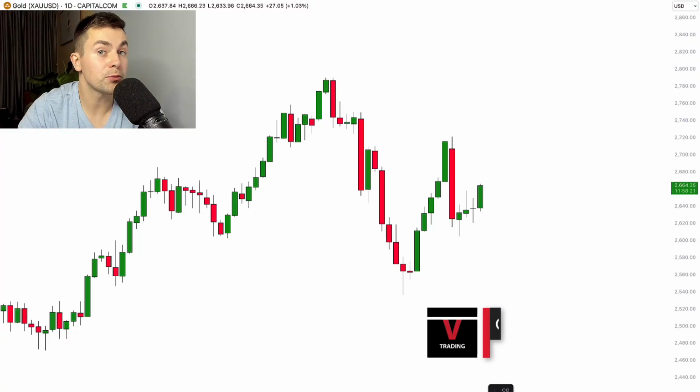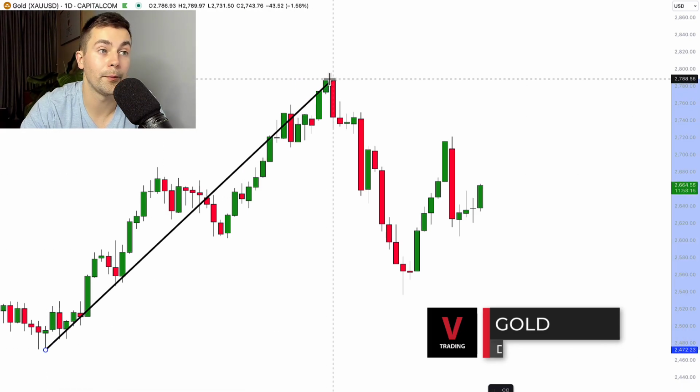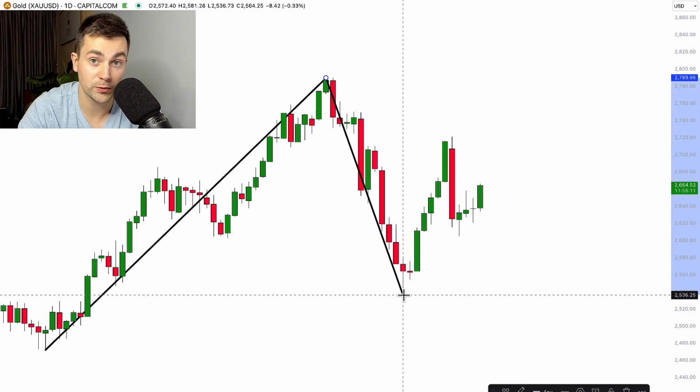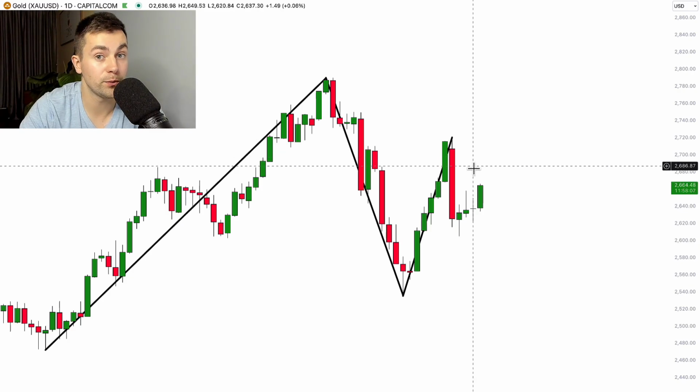Remember that you can draw Fibonacci levels based on different price action legs, and quite often you will encounter situations when the Fibonacci levels of different price movements match. Look at the price action on gold. Here we have a lot of different price action legs. We have a strong bullish movement right here, we have a strong bearish movement right here, and we have the recent strong bullish movement here.